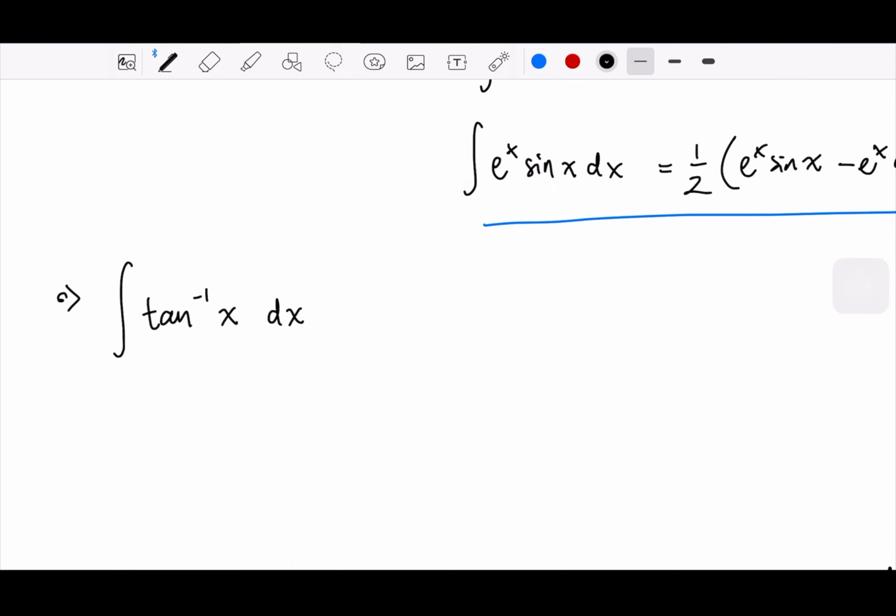It seems really nice, but then maybe not so nice. Anyone solve it? Yeah, yes.